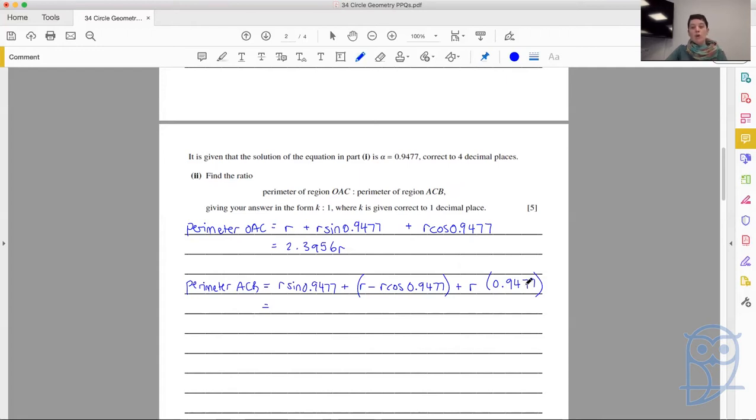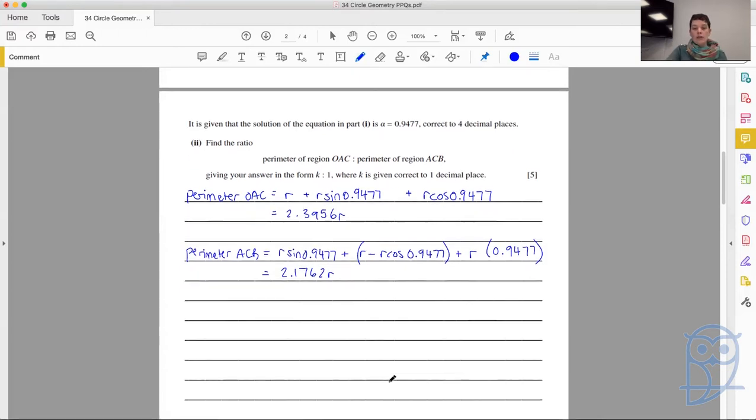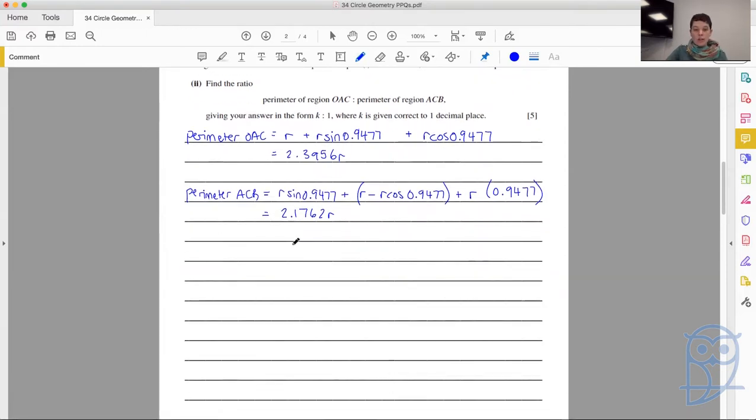So we're taking those coefficients of R to combine them all, and we get 2.1762 R. So we've now got the perimeter of each shape. We now need to make our ratio. So the ratio is 2.3956 R to 2.1762 R. Fantastic. Putting it into simplest form, that R disappears.